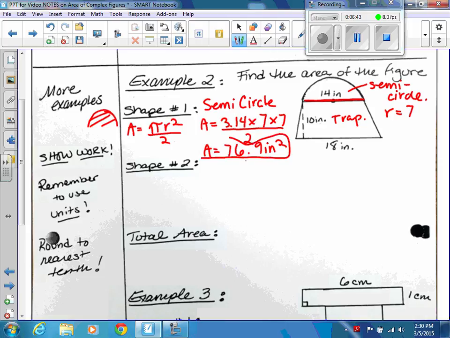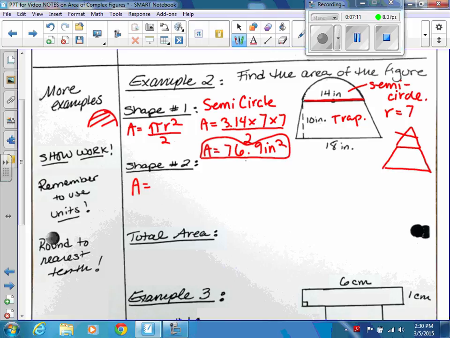Okay, so that is the area of my semicircle, because we cut it in half. All right, then I have the trapezoid. So I have to think about my formula for area of a trapezoid. This is one of the ones I have trouble remembering, but remember, a trapezoid is a little bit like a triangle that has the top cut off. If I draw a trapezoid like this, it's like the top part of that is cut off, right? So I know how to find the area of a triangle.